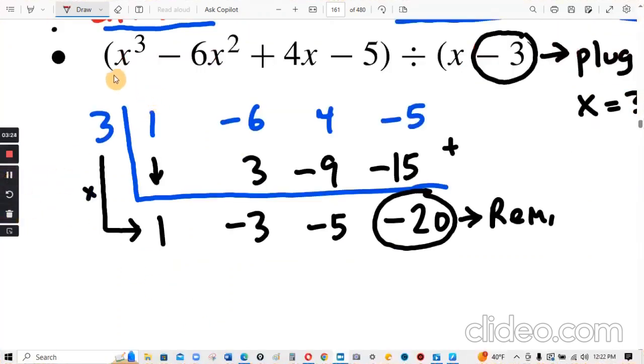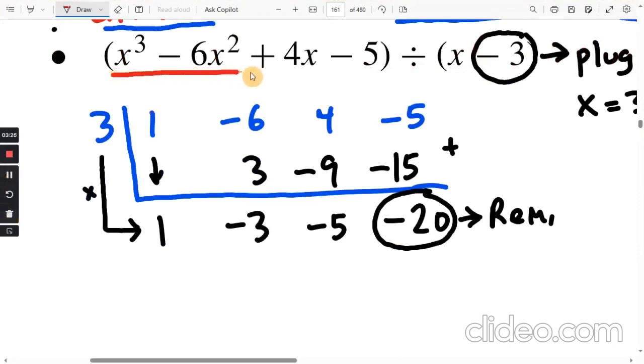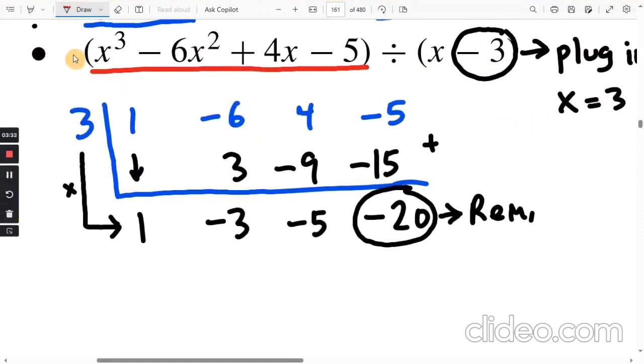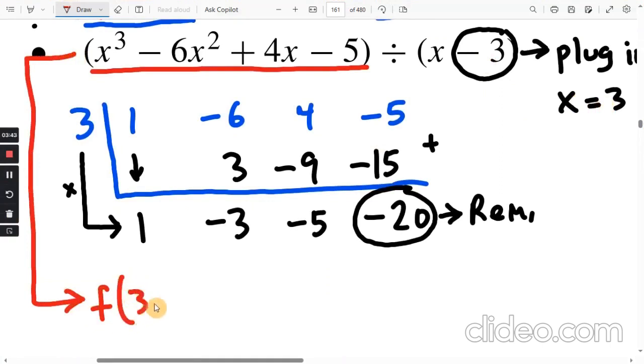All right, so the divisor right here, this is your f of x. And we're plugging in positive 3. So I'm going to take this f of x and plug in 3. Basically, I'm going to evaluate the function at 3, f of 3. Since we're dividing by x minus 3, you plug in positive 3.